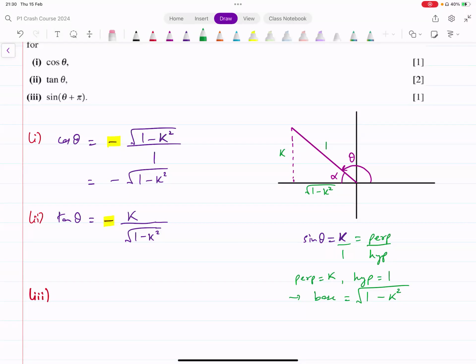Theta is already obtuse, and we are adding pi to that. So this is theta. If we add another pi to that, pi is 180 degrees, a straight line. This will go on the other side here.